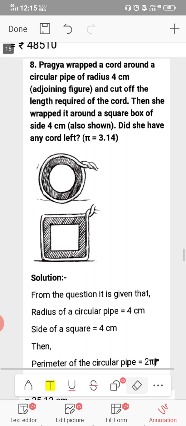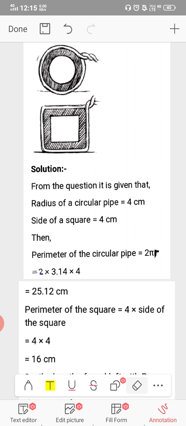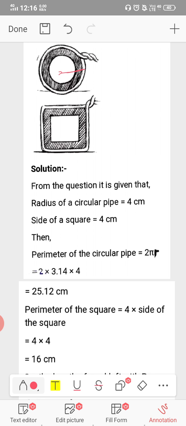Pragya wrapped a cord around a circular pipe of radius 4 cm and cut off the length required of the cord. Then she wrapped it around a square box of side 4 cm, also shown in the figure. Did she have any cord left? Take the value of pi as 3.14. In the question it is given that the radius of the circular pipe is 4 cm. Suppose this is the radius of the circular pipe, that is 4 cm. Now the side of the square is also given, that is 4 cm.